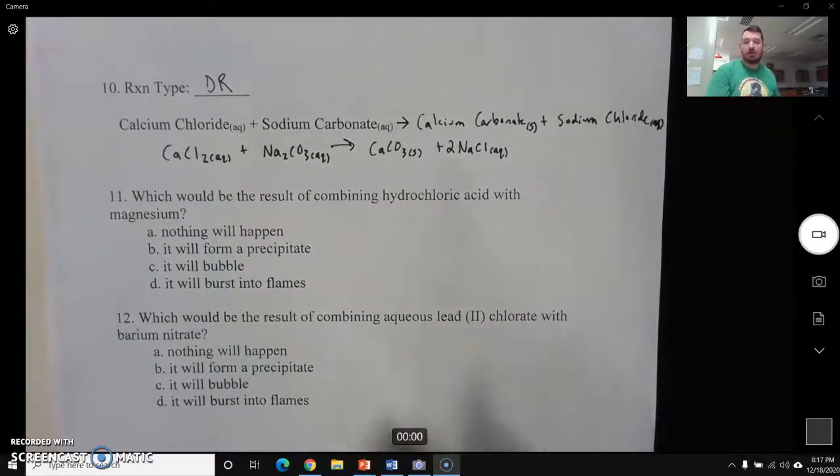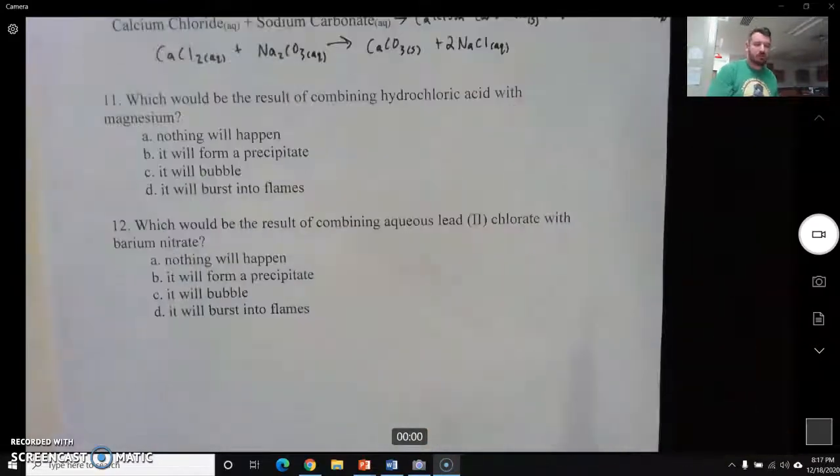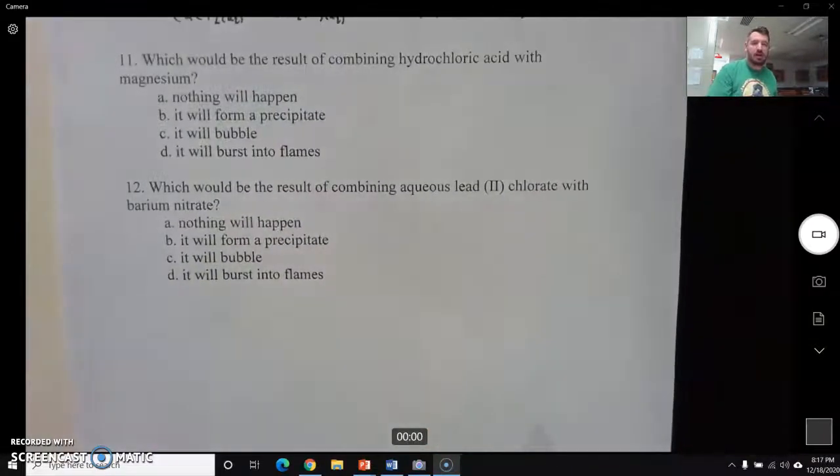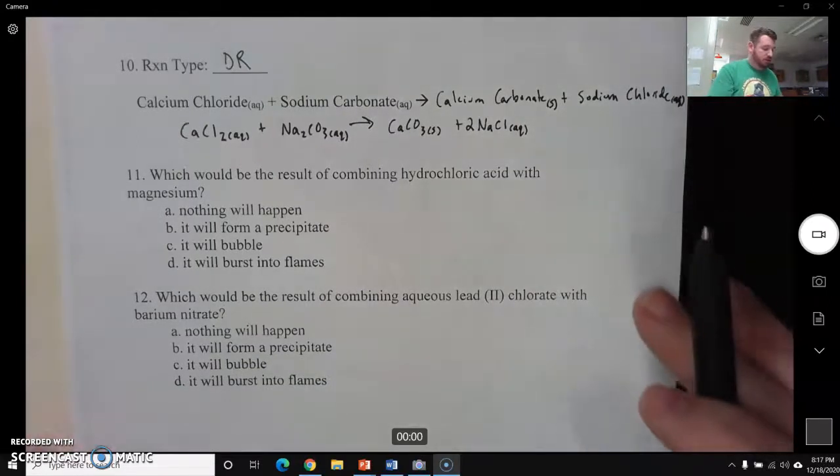All right. So before we hop into 11 and 12, I'll leave this here for a second, and let's do an example of a combustion reaction. Okay, so let's try.